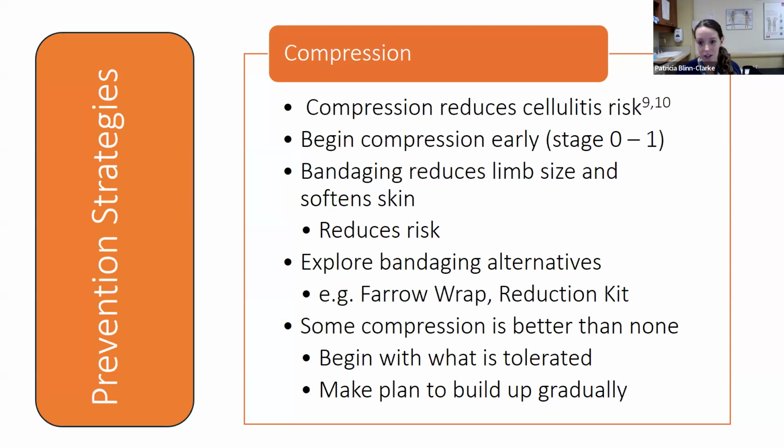Bandaging, for example, can actually reduce the limb size and soften skin. If bandaging is not for you, there are also bandaging alternatives that you can talk about with a community fitter. These are things like reduction kits, or garments that fasten through Velcro, for example. And some compression is better than none at all.